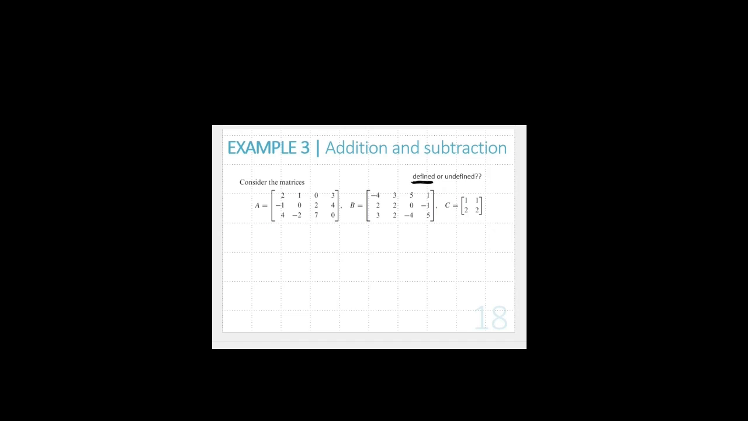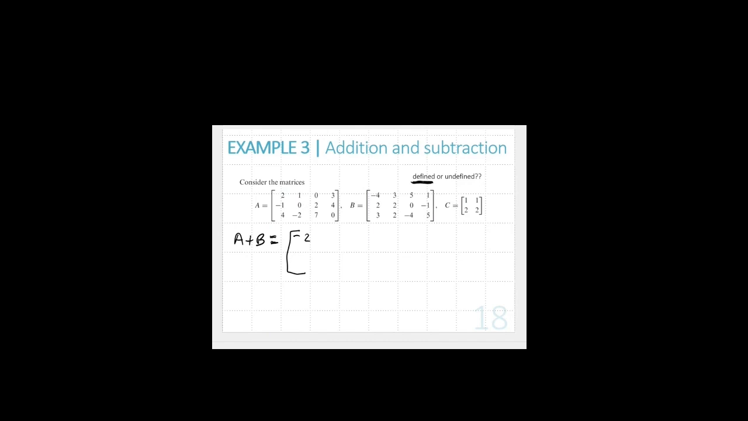So in order to add or subtract this, if we wanted to do A plus B, all you got to do is add the entries of A and B. And you have to keep them in the same position. So for position 1, 1, you would add 2 plus -4. So what would that be? That's going to be -2. And you would do that for every single entry. You just add the two of those together.